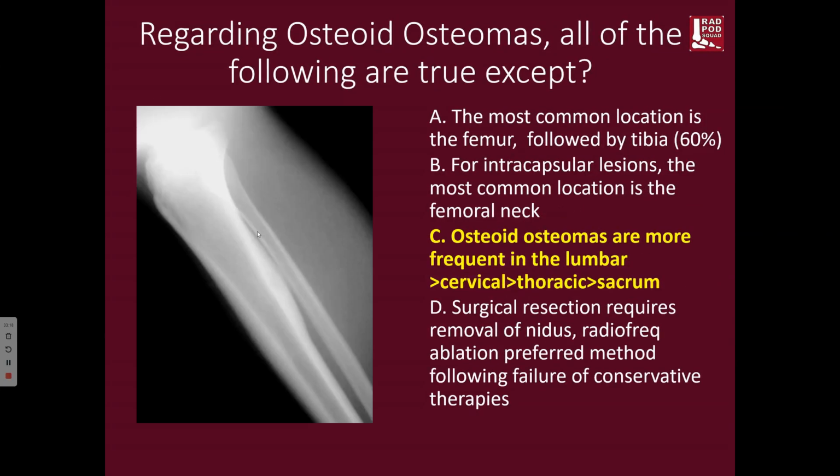And if you pick C, osteoid osteomas, they're not more frequent in the sacral spine. They're more frequent in the lumbar spine. And of course, the other features are true. Regarding osteoid osteomas, most common location femur. For intracapsular lesion, most common location is the femoral neck. And surgical resection requires removal of nidus. The radiofrequency ablation method is actually preferred following failures of conservative therapy.